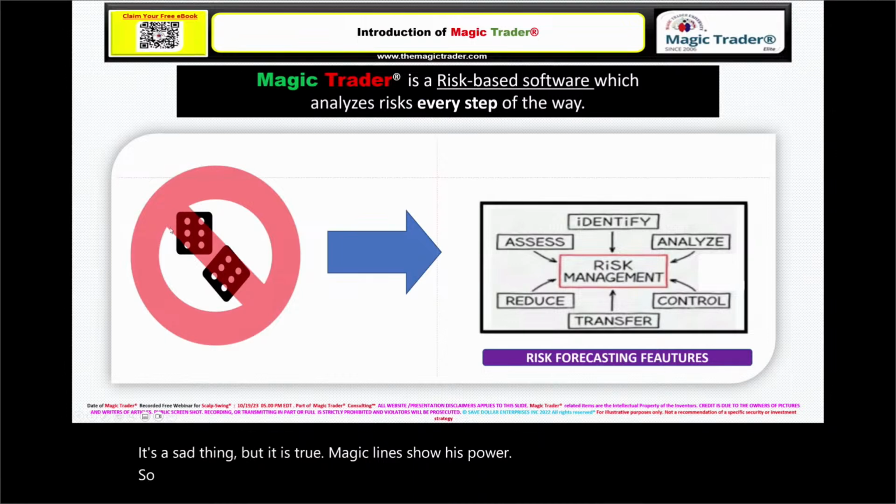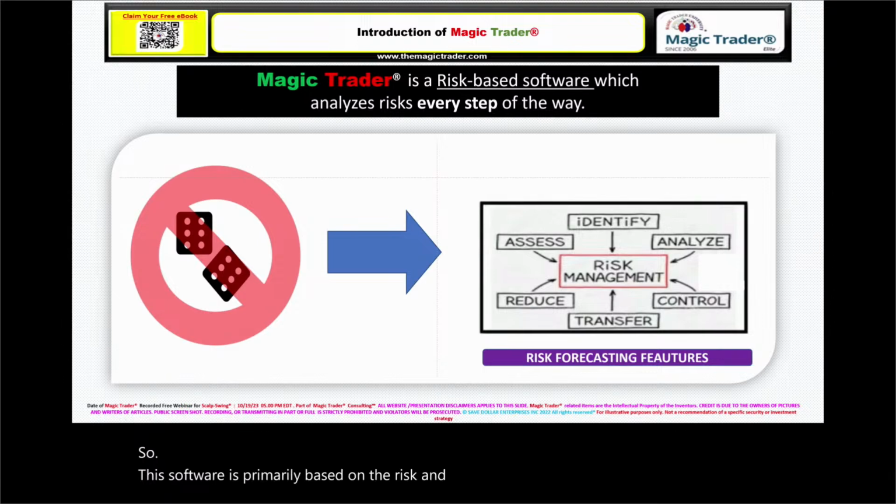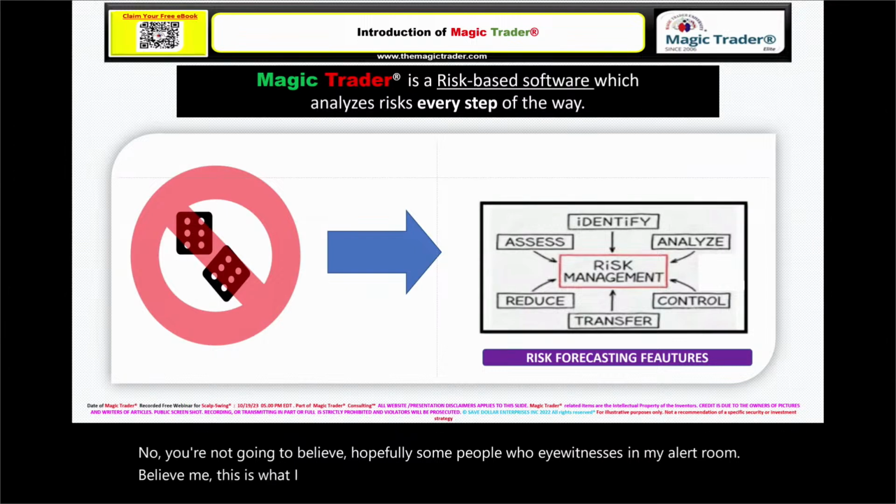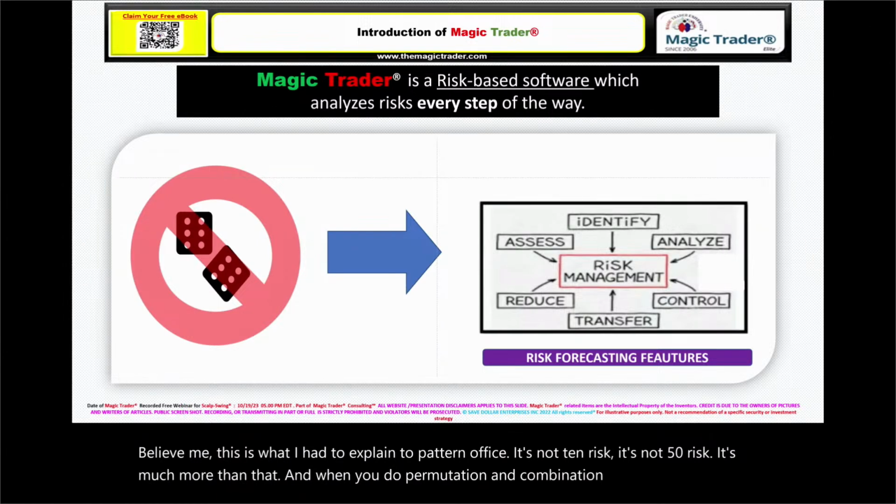So this software is primarily based on risk, and you're not going to believe it. Believe me, this is what I had to explain to the patent office. It's not 10 risks, it's not 50 risks, it's much more than that. And when you do permutation and combination, your heart will be shaking.